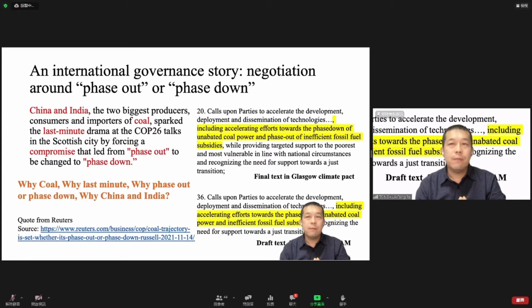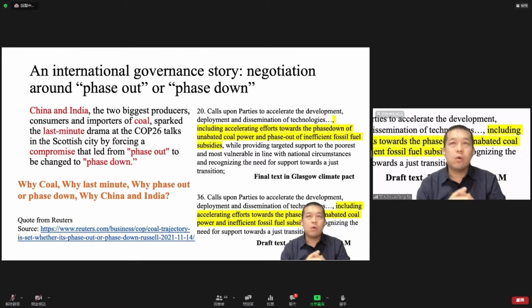You must know from the media the story about the negotiations, which is about the words phase out coal or phase down coal. I just compare two texts in these slides. The first one is the final text you can find on the website, which is the final outcome of this COP, the Glasgow Climate Pact.